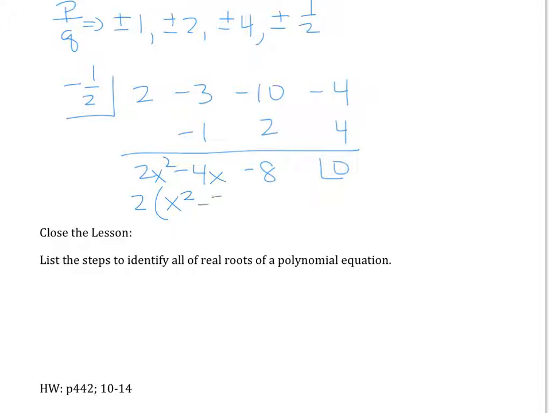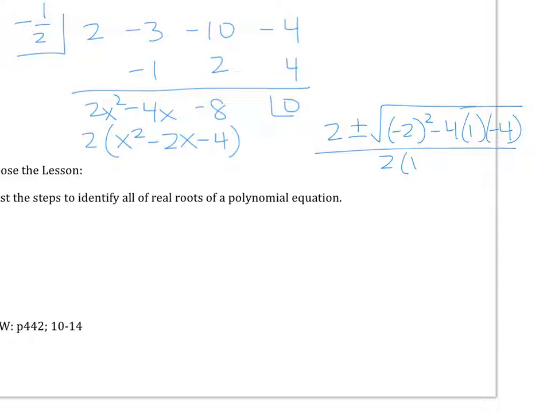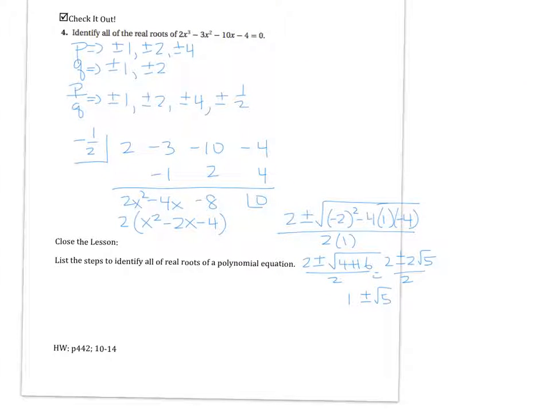Can factor out a 2, and then your opposite of b plus or minus the square root of b squared minus 4ac all over 2a. So you get 2 plus or minus the square root of 20, which is 2 root 5. So you get 2 plus or minus this, 1 plus or minus square root of 5. So all of your answers are negative 1/2, 1 plus the square root of 5, 1 minus the square root of 5.